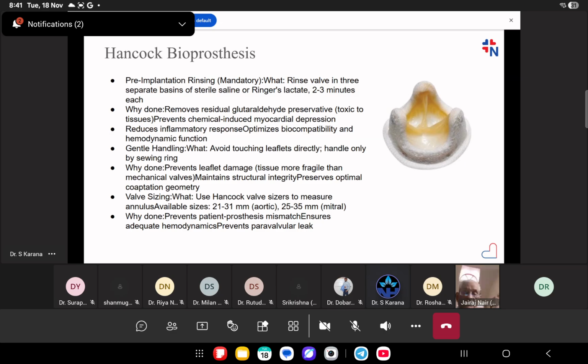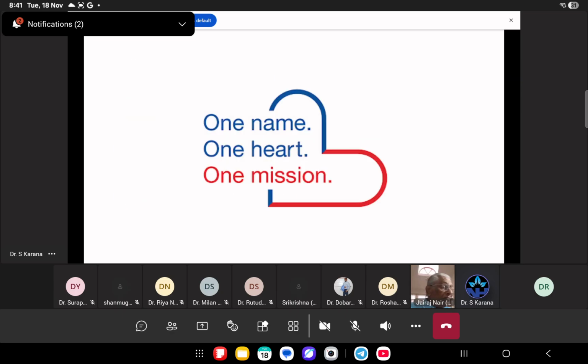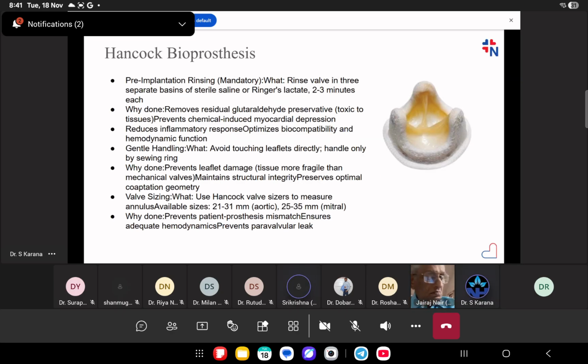Sir, there was another slide I made for Edwards Magna, but it is missing, sir. Fine. That is a bioprosthetic valve made out of bovine pericardium, sir, with a stenting frame outside, a nitinol stenting frame.